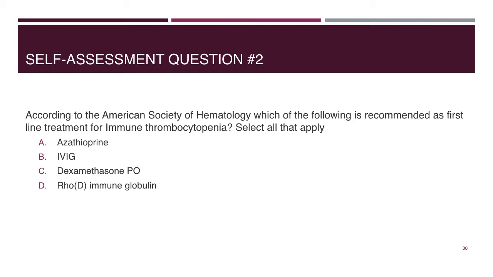Self-assessment question number 2. According to the American Society of Hematology guidelines, which of the following is recommended as first-line treatment for immune thrombocytopenia? Select all that apply. The correct answer is IVIG, dexamethasone PO, and Rho-D immune globulin. B, C, and D are correct as they are recommended to be first line per the ASH guidelines.